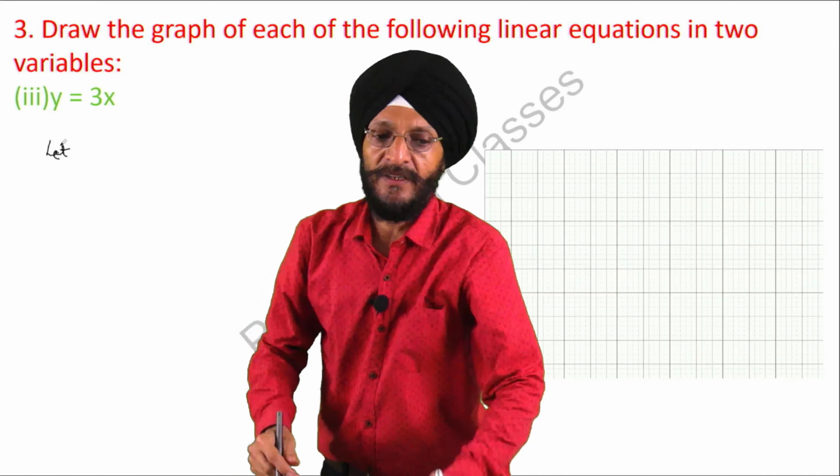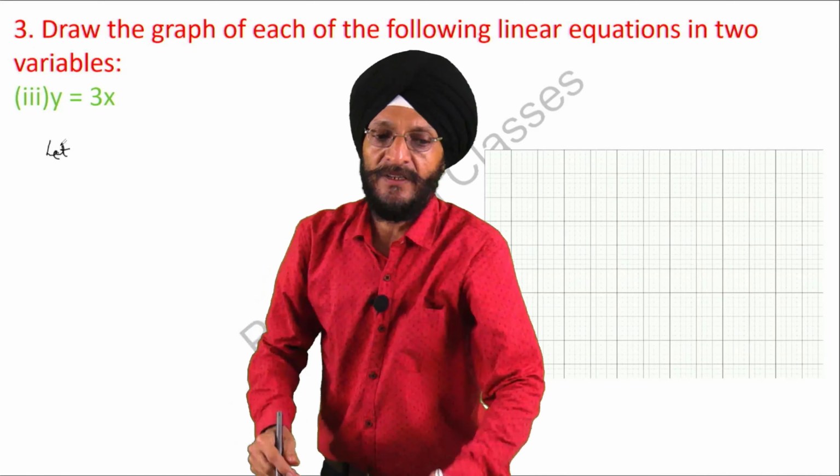Now, what is the other? The value of x is 1 and the value of y is 3. That is, it is here where the value of y is 3 and the value of x is 1. That is, we will join these 2 points. Here we will join. It will be something like this. You can use anything which can form a straight line.